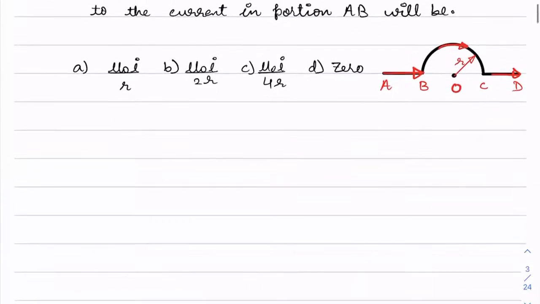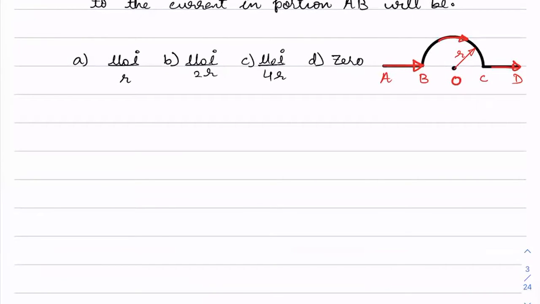Question number 4. Just see the solution, how you will solve this question. Magnetic induction at the center of the arc. Due to the current in portion AB it will be 0. There is no doubt that due to AB it will be 0. Due to CD it will be 0. So we will solve it like this for this question.